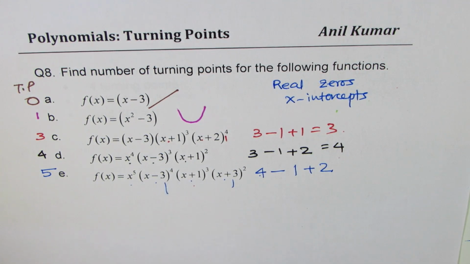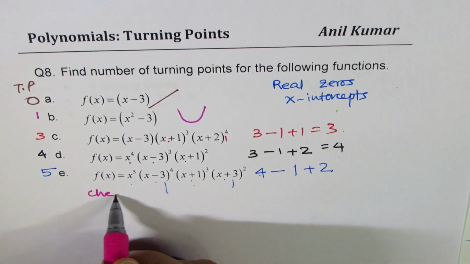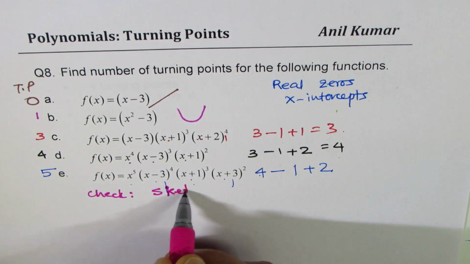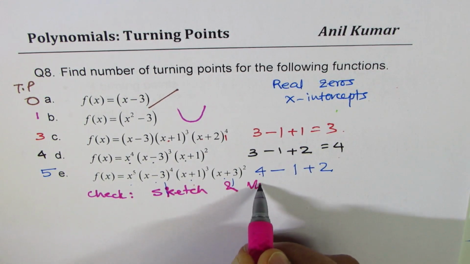That is how we have to get the turning points for multiple choice questions, and I think this is the most efficient way of finding. You can sketch and verify. So you need to check this, right? So how will you check? You need to sketch and verify.